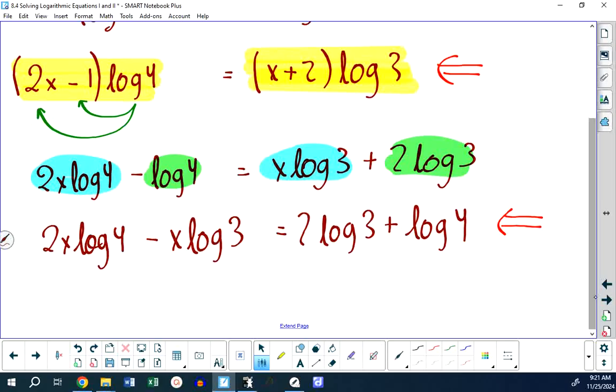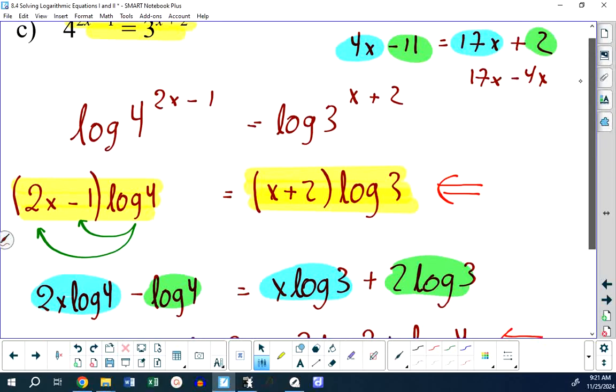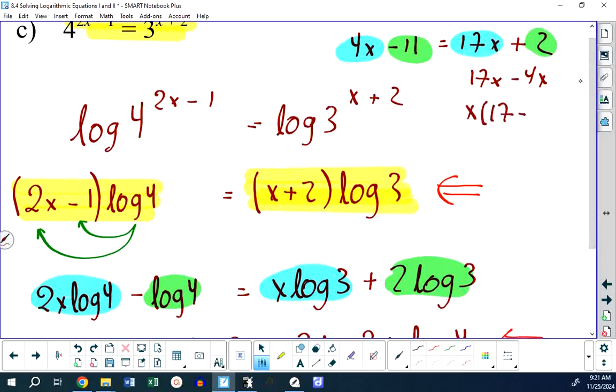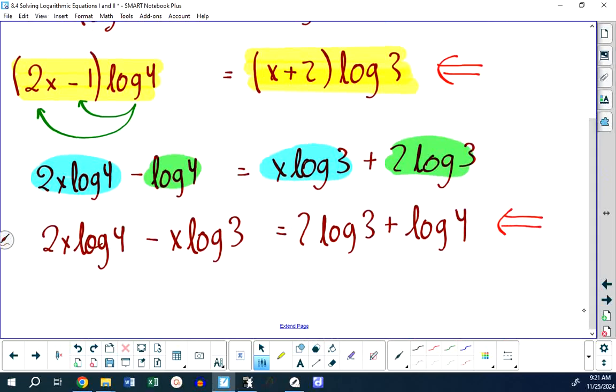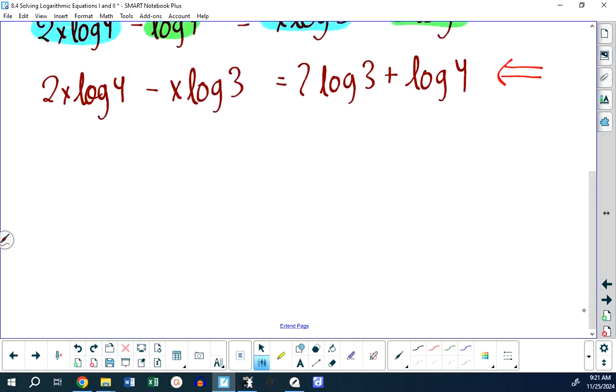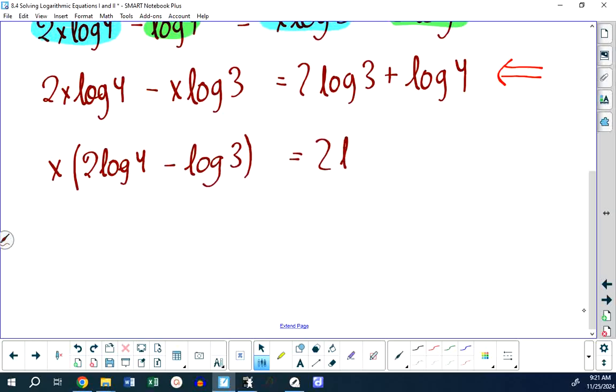Factor the x out. And, you know, you could do that here, couldn't you? You could factor the x out and have 17 minus 4 and then go, oh, that's 13. But you don't need to. Whereas here, exactly right. What we're going to do is factor the x out and be left with 2 log of 4 minus log of 3 will be equal to 2 log of 3 plus log of 4.